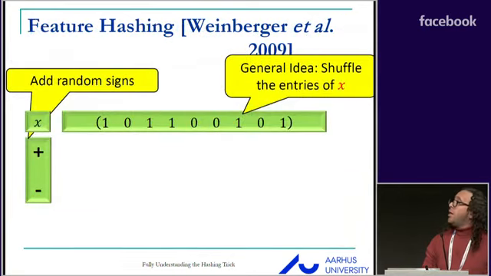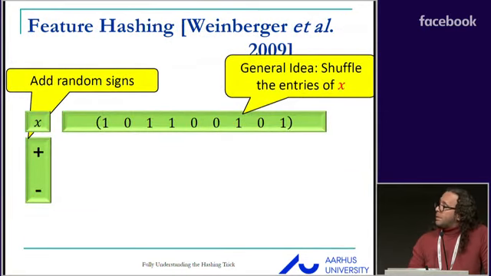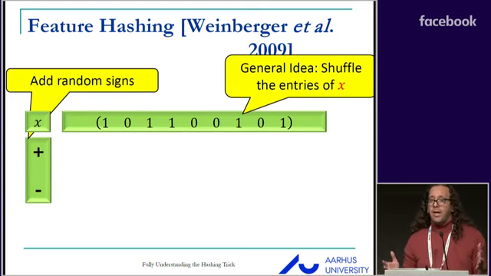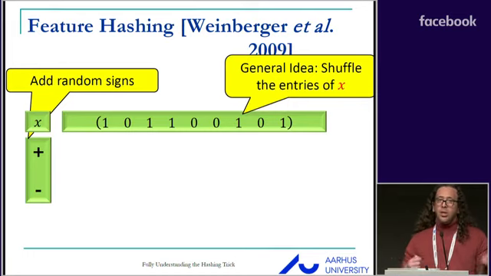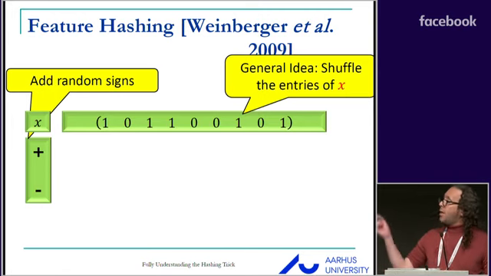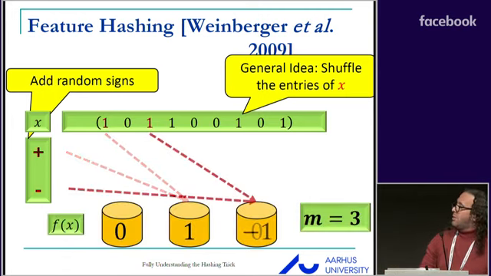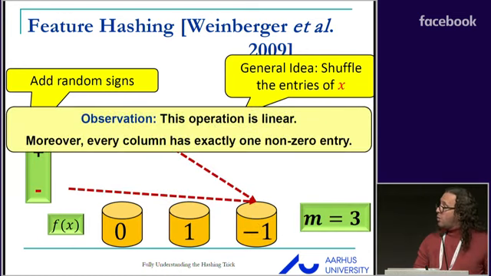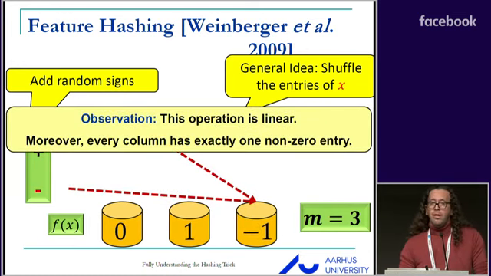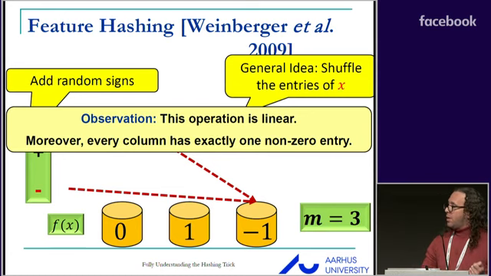So in 2009, Weinberger et al. presented feature hashing. The basic idea is to take the entries of X and map them into M buckets, and basically shuffle them with random signs, where the projected vector is attained by summing the entries inside each bucket. So this is an example. A quick observation is that this operation is linear, and furthermore, it is as sparse as possible. Every entry of X is touched exactly once by the matrix.